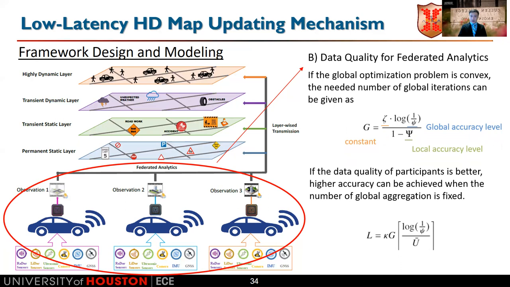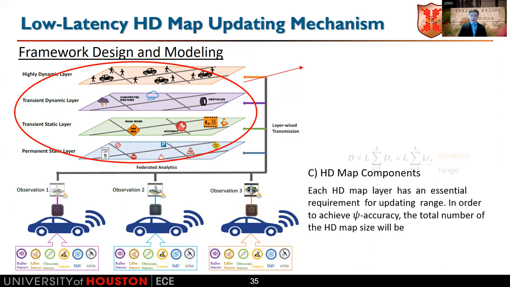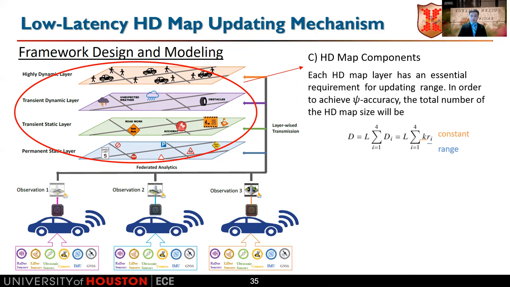So with the average utility here, the actual needed number of global aggregations is defined as L. Here is the model of the number of iterations for the federated analysis. And the third one is the HD map components. Here R is the range of the updating scale for each layer in the HD map.